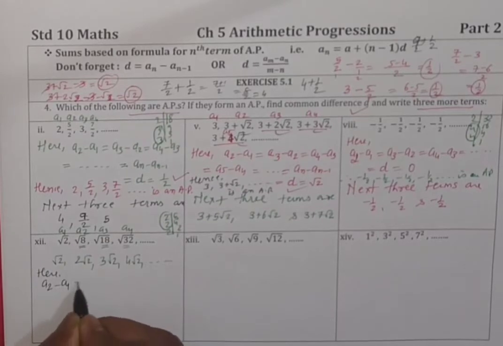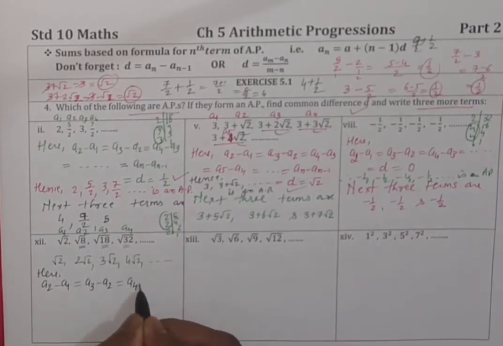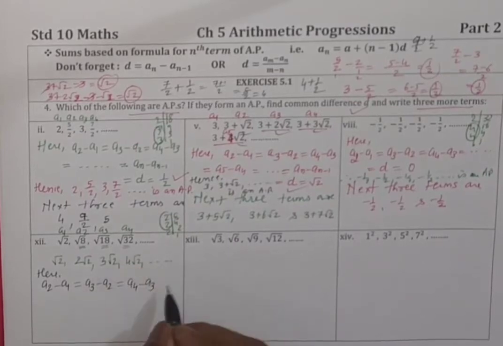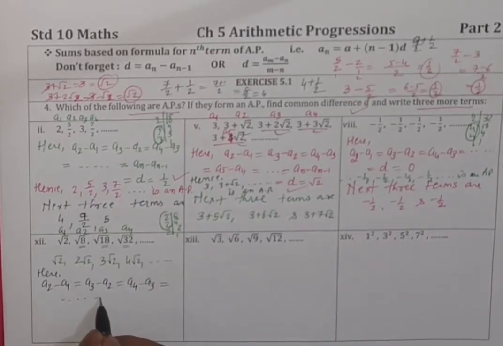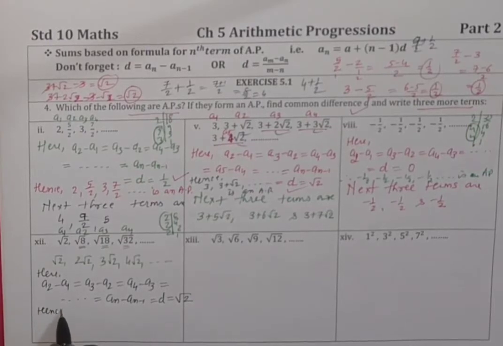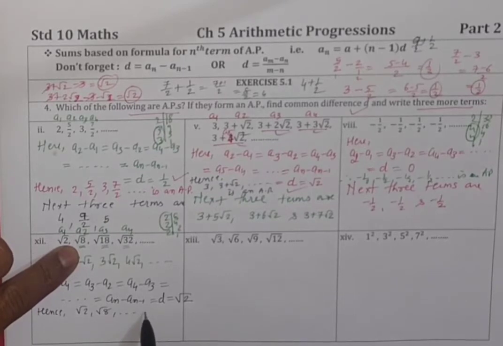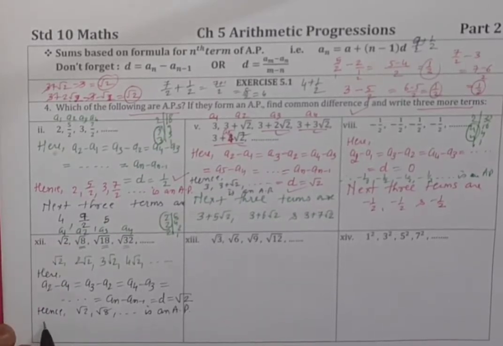A2 minus A1 is equal to A3 minus A2 is equal to A4 minus A3, 4 तक ही है, is equal to A n minus A n minus 1, जिसे common difference D कहते हैं, and that is equal to √2. Hence, alright, ये √2, √8 जो भी हो, मैं आगे नहीं लिखता हूं, is an arithmetic progression.